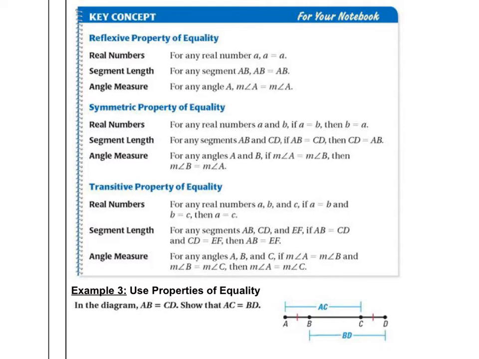Symmetric property of equality just means it's kind of like the, and we'll put it up here for you. It's very similar to what we call the commutative. If I could write here. Oh man, rough morning. Commutative. Basically means if A equals B, then B equals A. Okay, so like again, segment length AB equals CD, then CD equals AB.